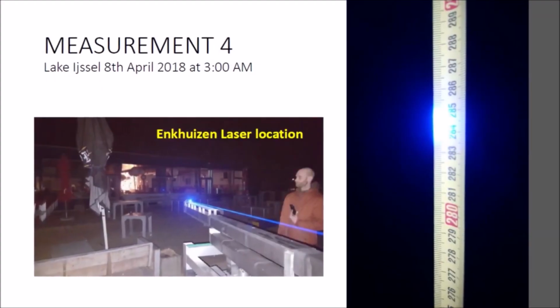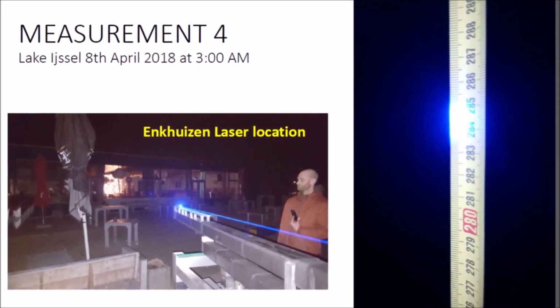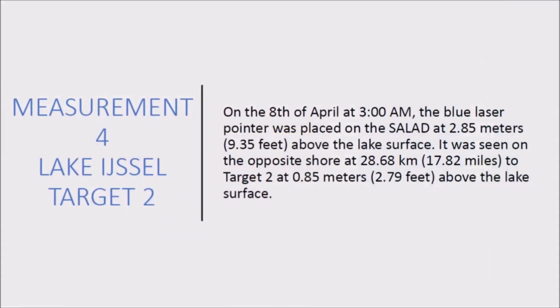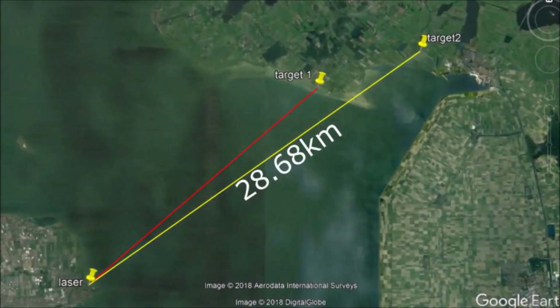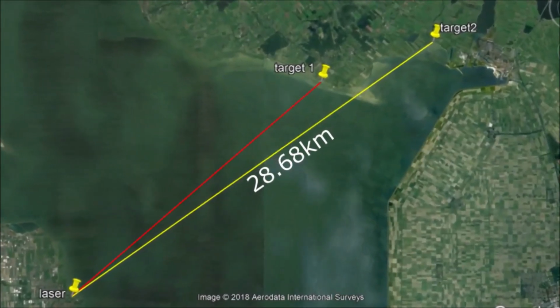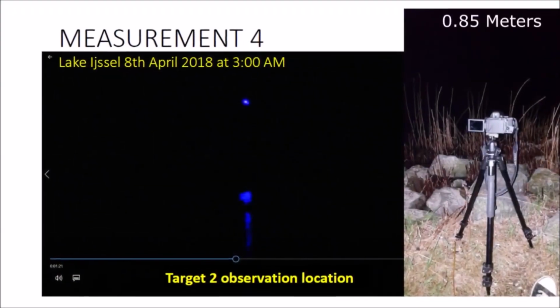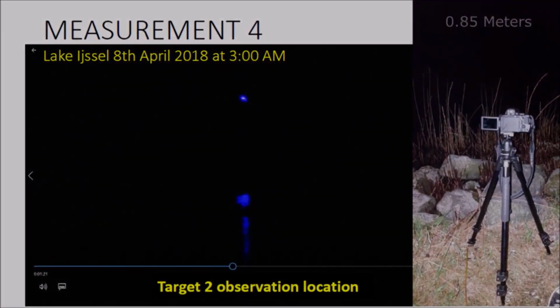On April 8, 2018 at 3 o'clock a.m., the blue laser on the Salad was 2.85 meters or 9.35 feet above the lake's surface. It was seen at the target 2 position 28.68 kilometers or 17.82 miles away at a height of 0.85 meters or 2.79 feet above the lake's surface.